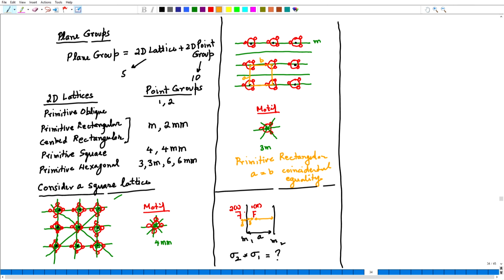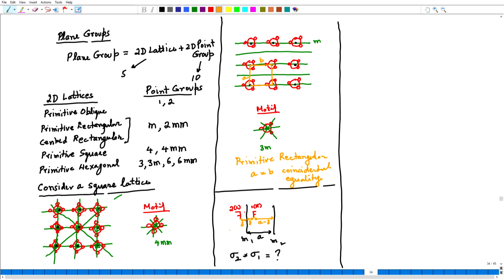Motif 1 is at a distance from mirror 2 of A minus delta. Let me also say that I am measuring this distance of the motif from one particular point on the motif. Now, when I reflect motif number 2 by mirror 2, where will this go?